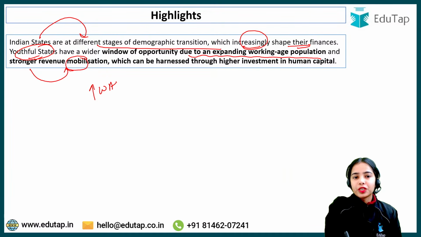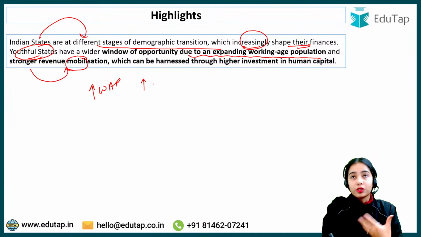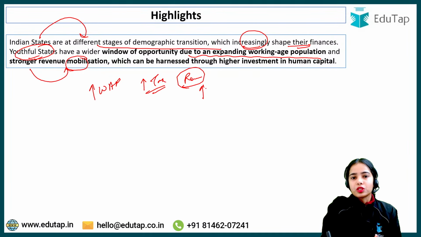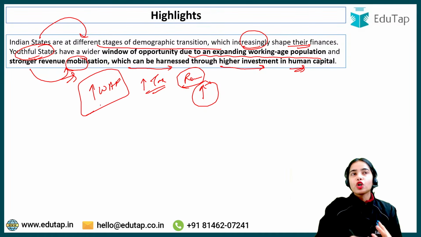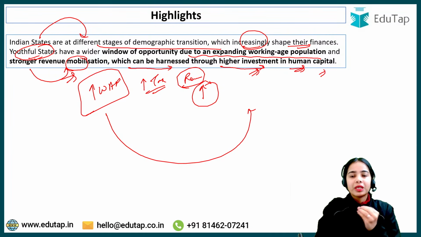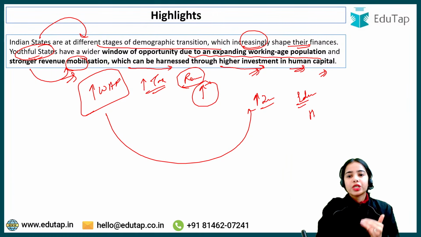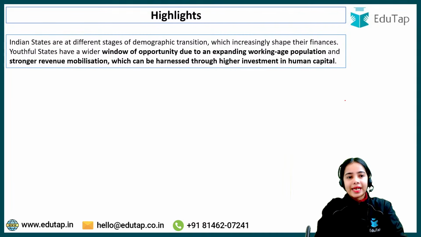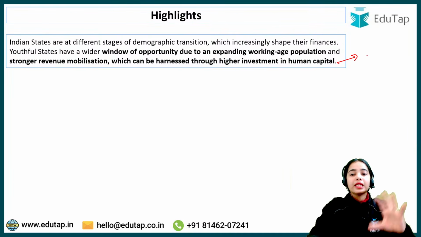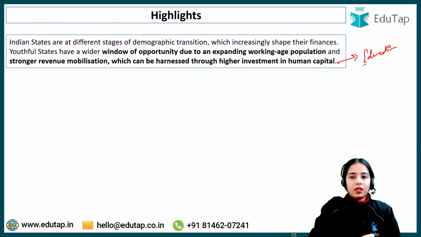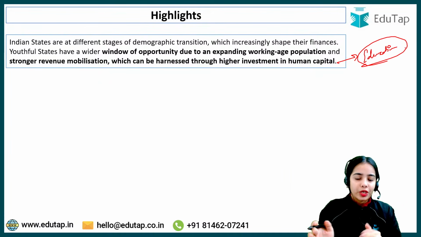Because if the working age population is more, there are more people working, so they will provide the tax. So revenue collection is also more, which can be harnessed through higher investment in human capital. Now if we want to use this working age population, first of all, there should be higher investment in human beings by providing them with proper education, healthcare facilities, skill training and such. And that's why it is said that the youthful states have to spend the maximum in education. They have to spend a large chunk in education.